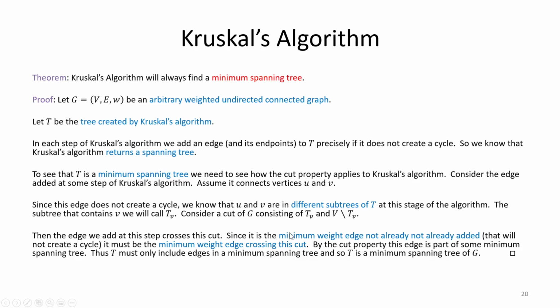Since our edge is the minimum weight edge in that set, it must be the minimum weight edge that crosses this cut. That guarantees that it must be a part of some minimum spanning tree, so we are correct in adding it to our minimum spanning tree in this step. So this confirms that Kruskal's algorithm is a correct algorithm.